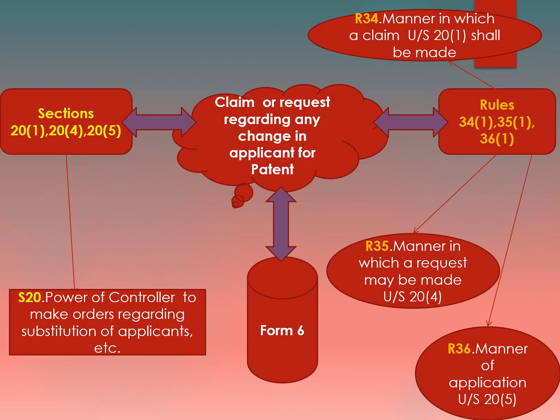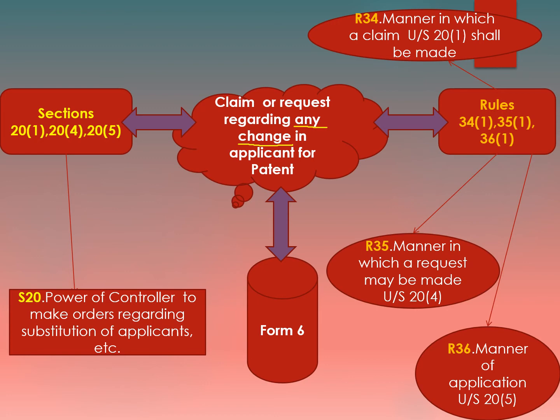Next we'll go to form 6. The title is claim or request regarding any change in applicant for patent. That means if due to some reasons the name of the applicant or some other details need some modification or changes, then we can use form 6. The related sections are section 20 subsection 1, section 20 subsection 4 and section 20 subsection 5. The related rules are rule 34 subrule 1, rule 35 subrule 1 and rule 36 subrule 1.